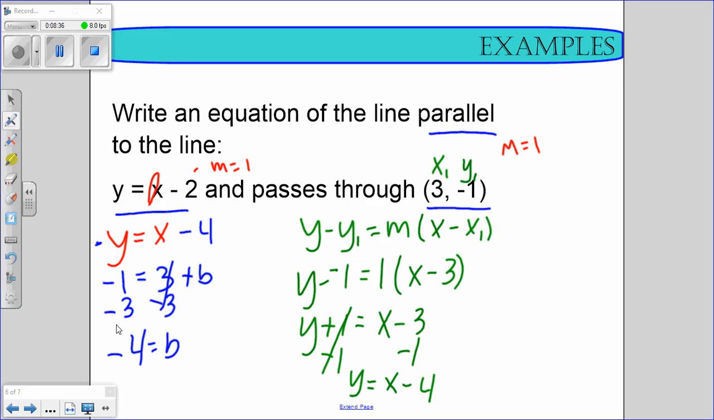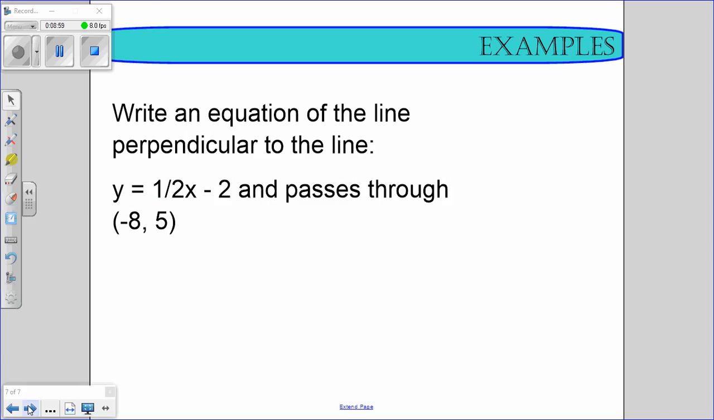As you can see, this is the same equation as the other method. Either method gives you the same result. It's up to you which one you like better. Like I said, I always use slope-intercept, but that's just me. Okay, let's move on to looking at perpendicular lines.